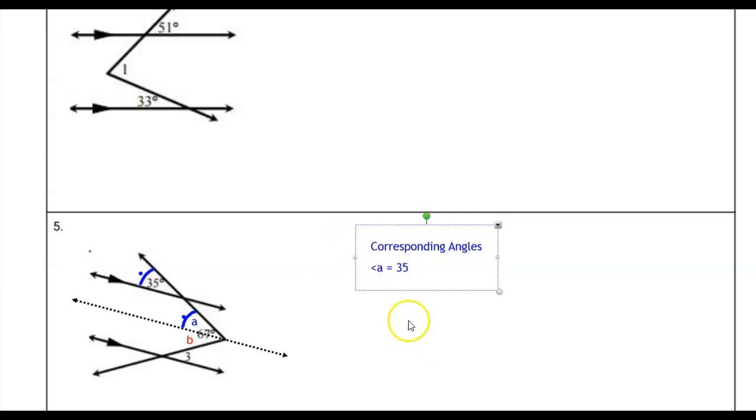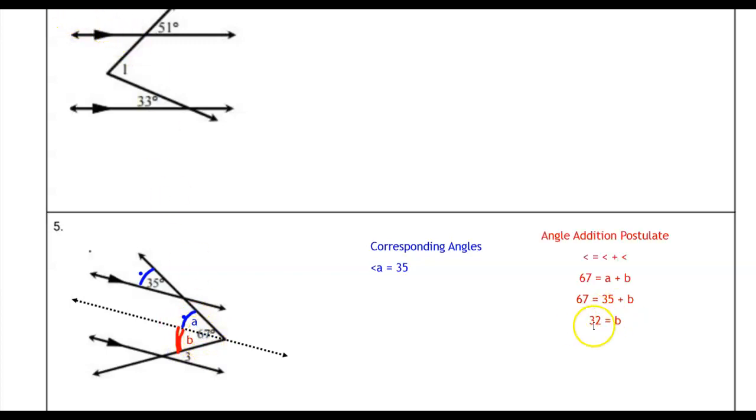Right? I also know one other piece of information. I know that angle A and angle B together are going to make up that larger angle that we already know. In other words, angle A and angle B, whatever those two angles happen to be, have to add up to 67. That's the angle addition postulate. Now we're getting somewhere. Now I know that angle B is equal to 32 degrees. Once I have that piece of information, I have one more thing to do. I wanted to find the measure of angle 3.